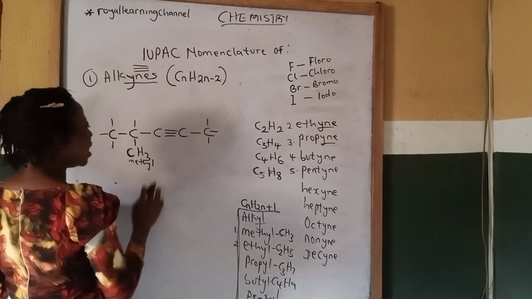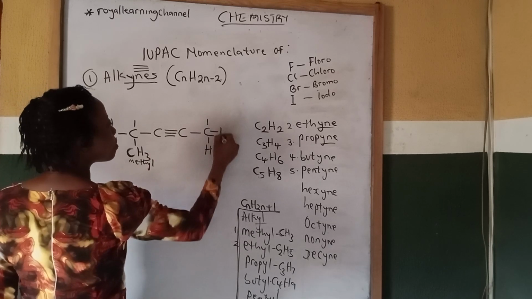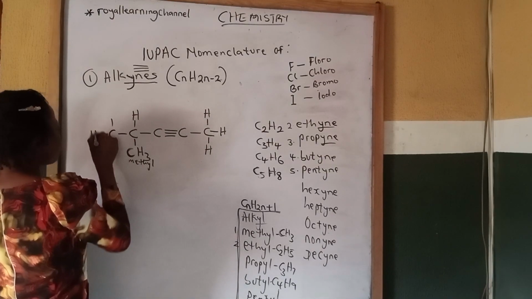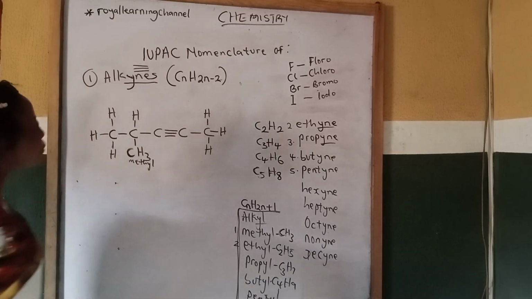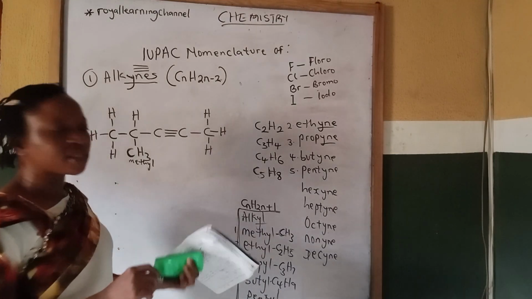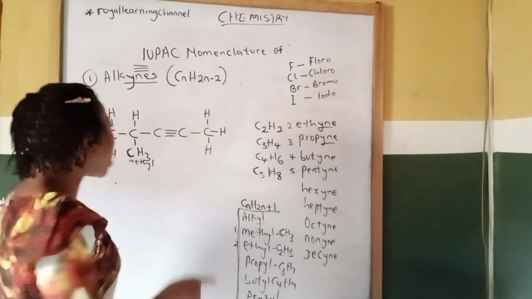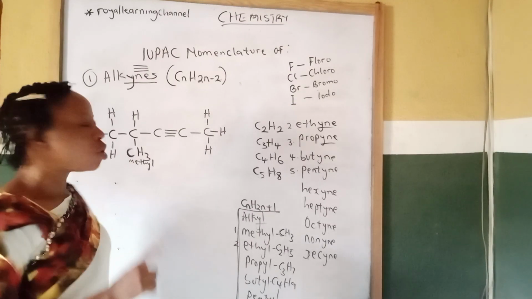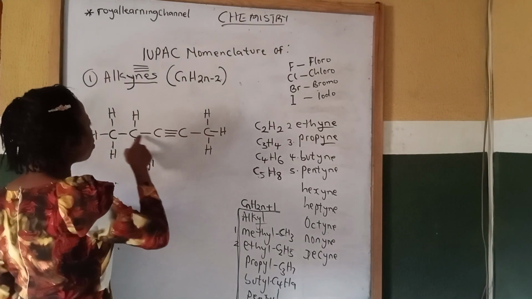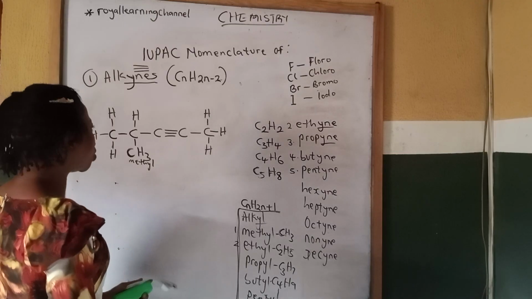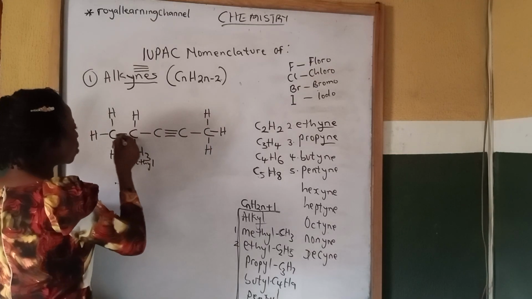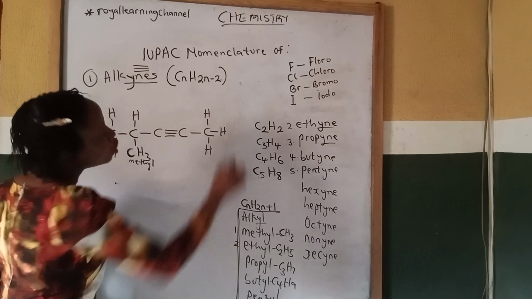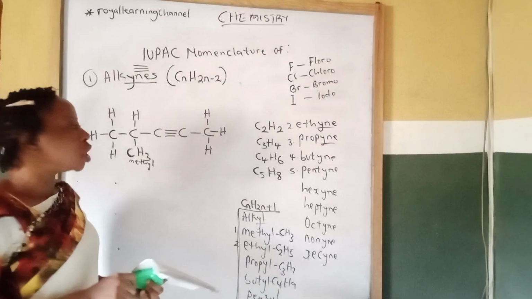CH3 is methyl. Then let's add one substituent first and name. Now we have one substituent. Don't forget that whatsoever is attached to our longest continuous carbon chain is our substituent. This is my longest continuous carbon chain. So therefore CH3 is my substituent, because CH3 is attached to the longest continuous carbon chain.